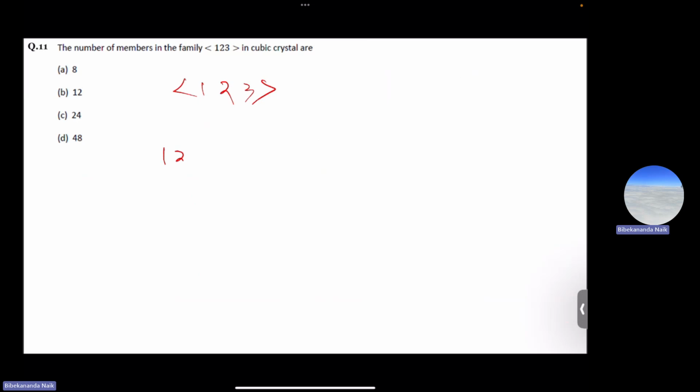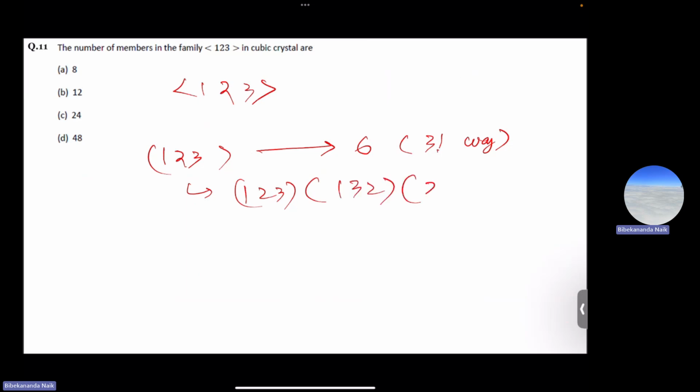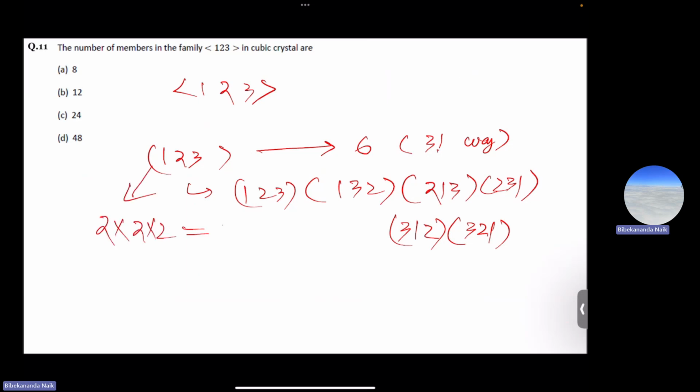If you see 1, 2, 3, it can be arranged in 6 ways, that is 3 factorial ways. It will be 1 2 3, 1 3 2, 2 1 3, 2 3 1, 3 1 2, 3 2 1. So these are the 6 ways. Now for each position we have two possibilities, 1 or minus 1, 2 or minus 2, 3 or minus 3. So the total number of sign combinations will be 2 into 2 into 2, that is 8 combinations.